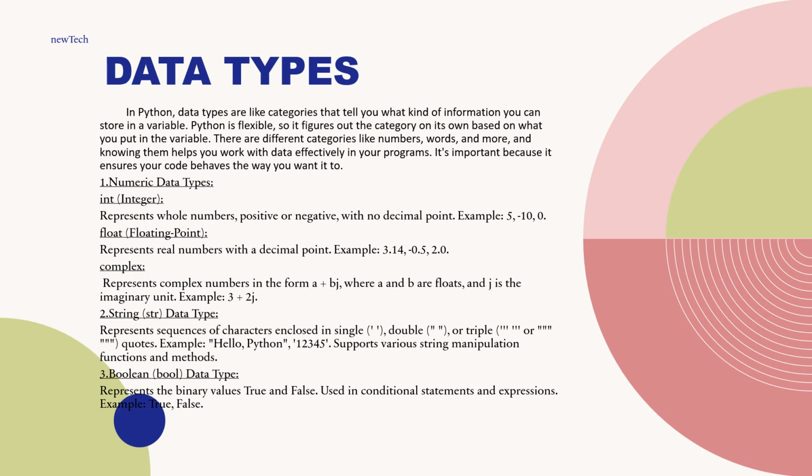2. String data type represents sequences of characters enclosed in single, double, or triple quotes. Example: "Hello", 'Python', '12345'. Python supports various string manipulation functions and methods. 3. Boolean data type represents the binary values True and False, used in conditional statements and expressions. Example: True, False.